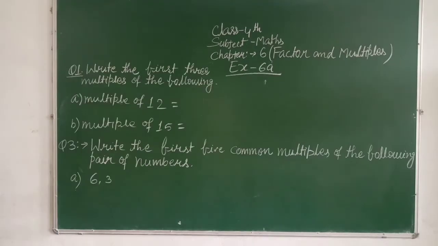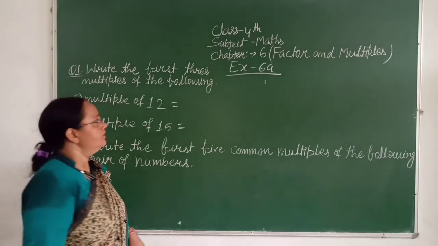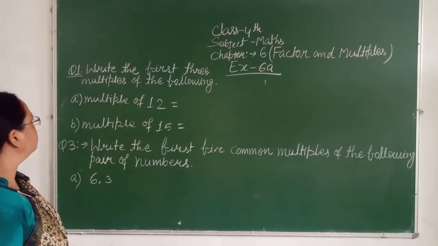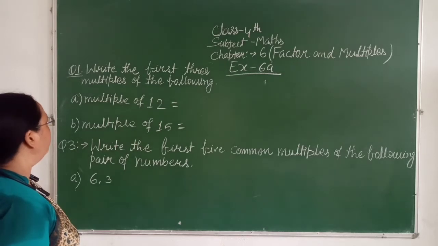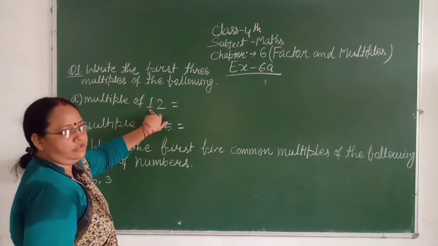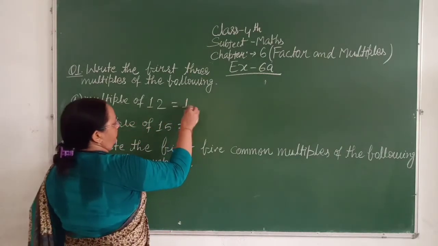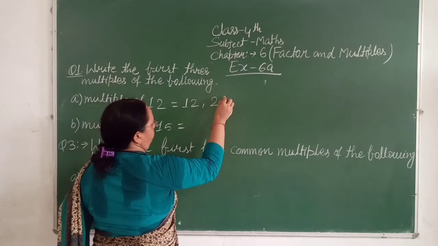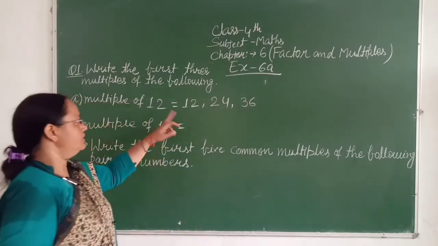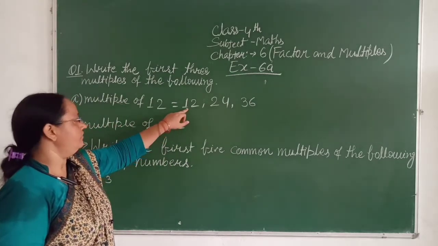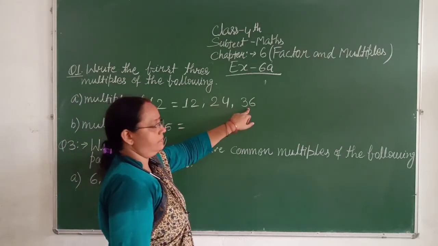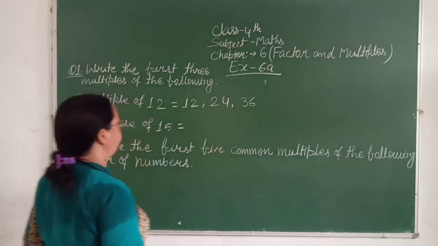And now students, let's start to solve exercise 6A. Here the first question says, write the first three multiples of the following. We have to write down the first three multiples of 12. So that is 12, 24 and 36. First three multiples means 12 multiplied with 1 is 12, 12 multiplied with 2 is 24, and 12 multiplied with 3 is 36.